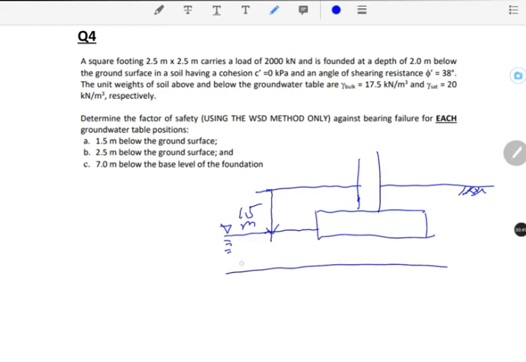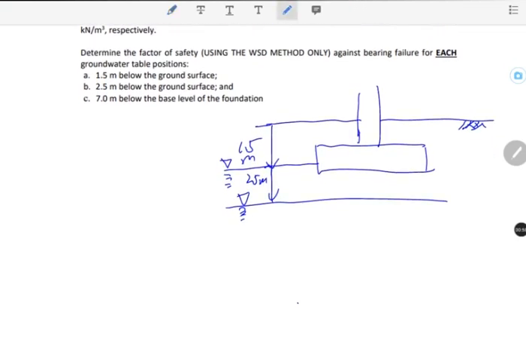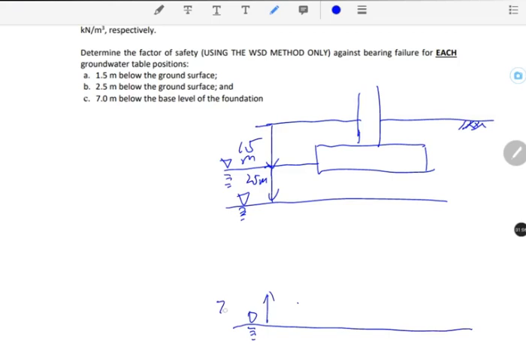And a second groundwater level of 2.5 meters, which is already beneath the bottom of the footing. And part C, a very deep groundwater level, which is 7.5 meters below the ground surface. So let's consider all these three different groundwater tables.